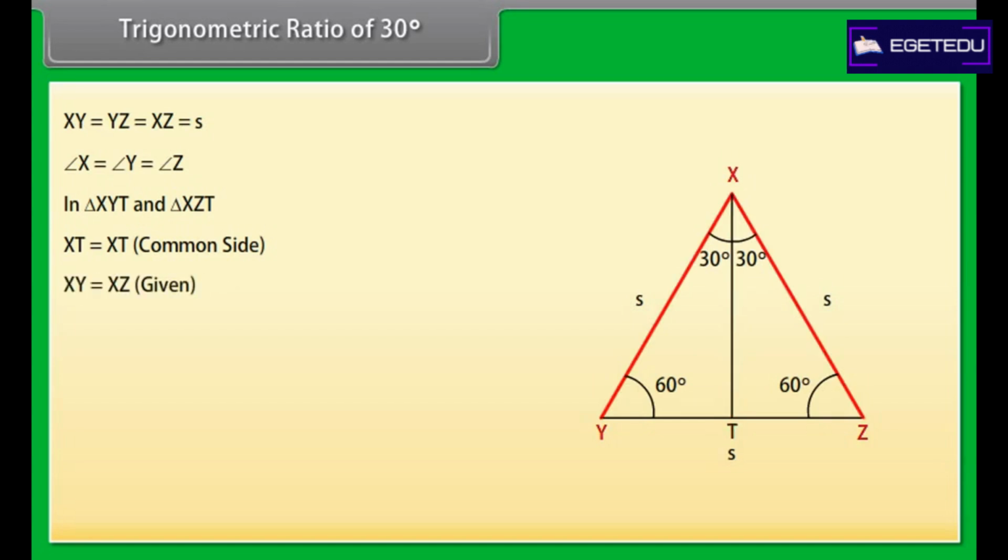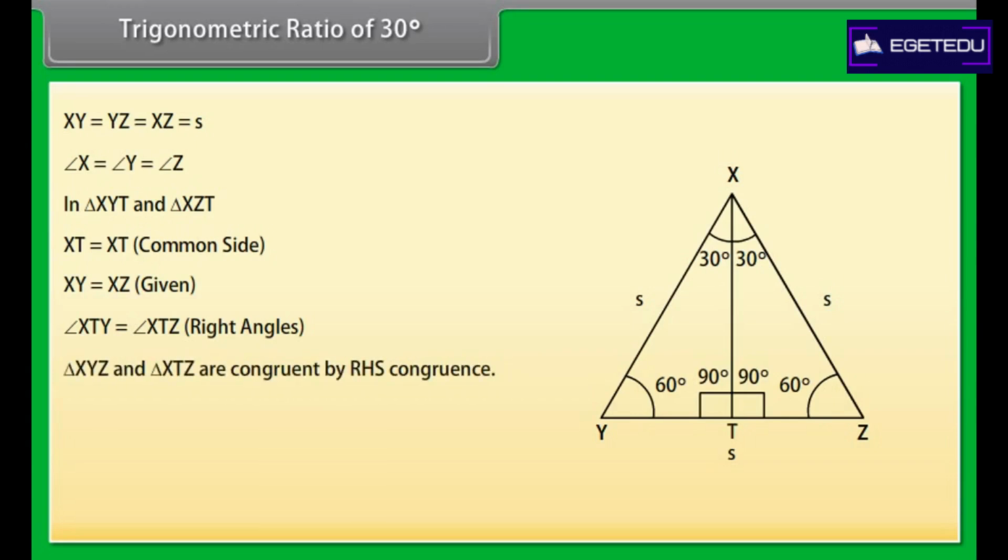XY is equal to XZ, given. Angle XTY is equal to angle XTZ, right angles. Therefore, triangles XYT and XZT are congruent by RHS congruence. Therefore, angle YXT is equal to angle ZXT, which is 30 degrees. YT is equal to ZT, which is 1/2 s.